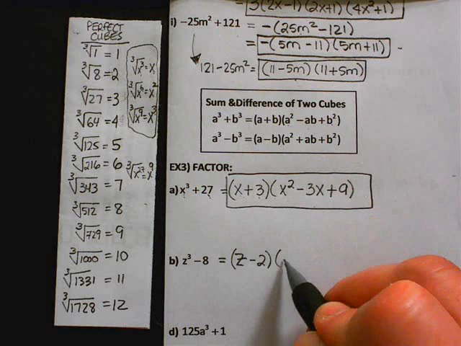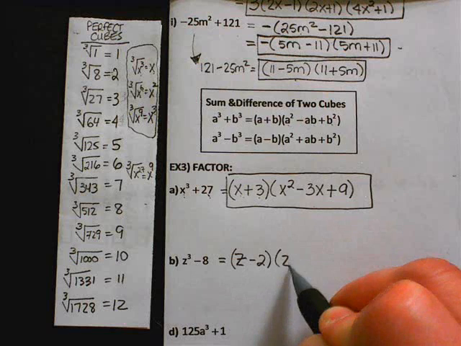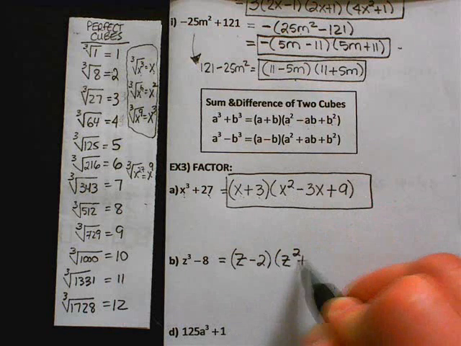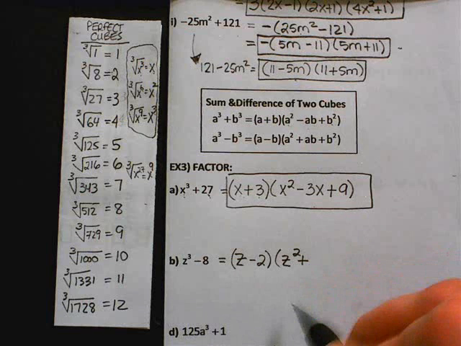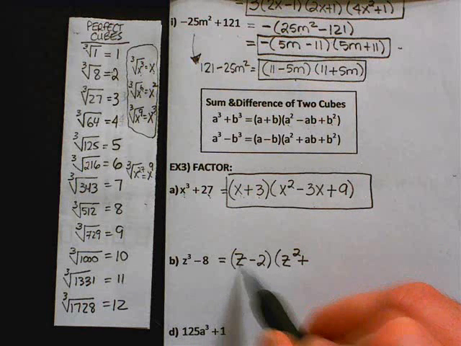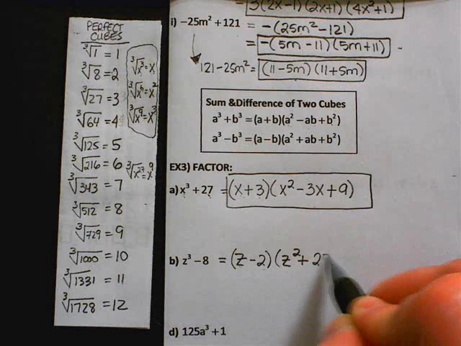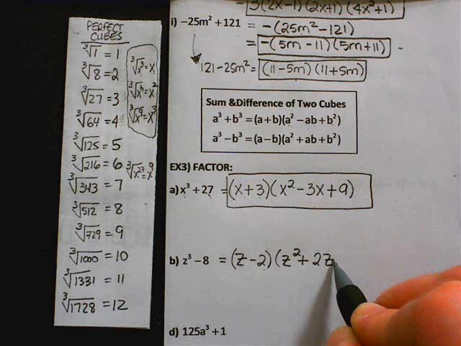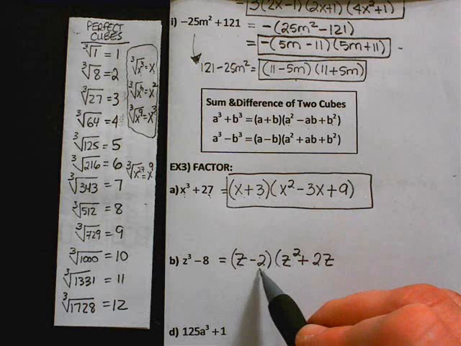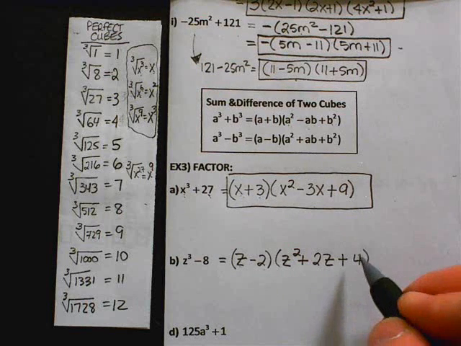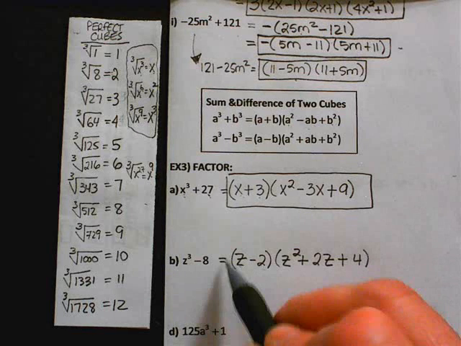It'll be the first one squared, so z squared. Now I'm going to put a positive, and I do the first times the second, so z times 2 is 2z, and I'll do the last one squared, so plus 2 squared is 4, and that's my answer.